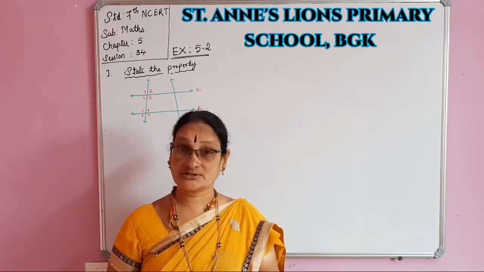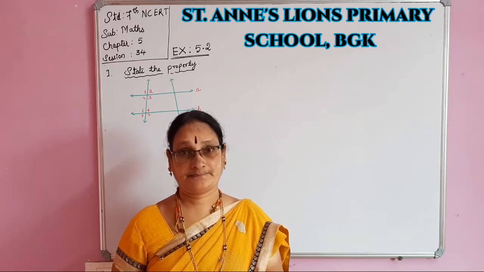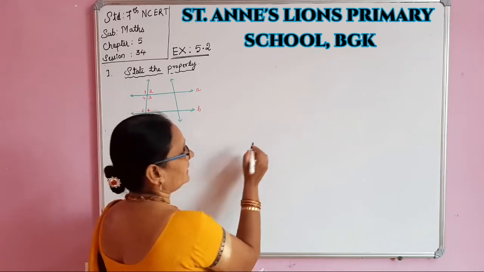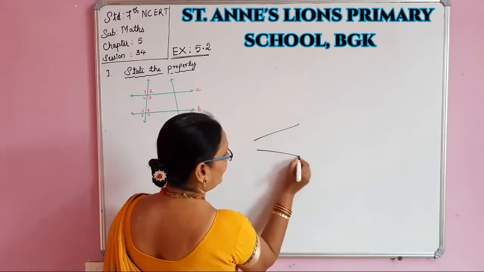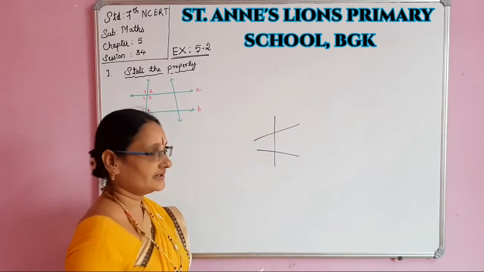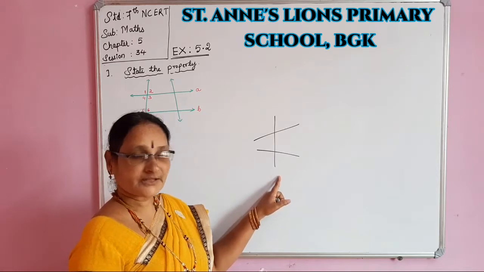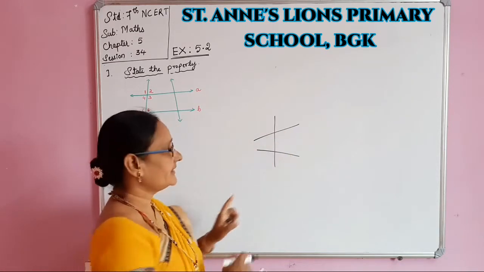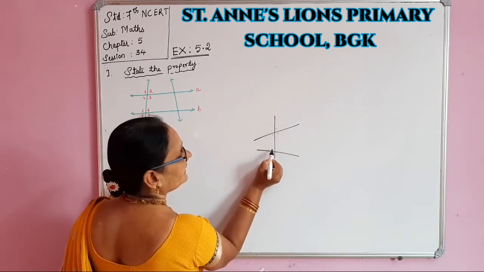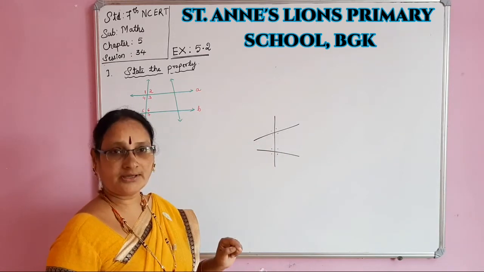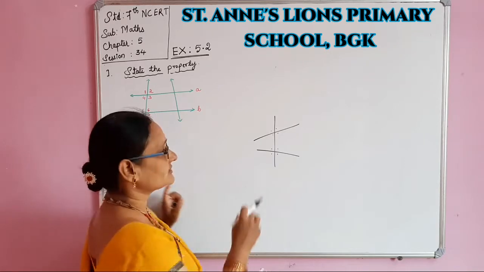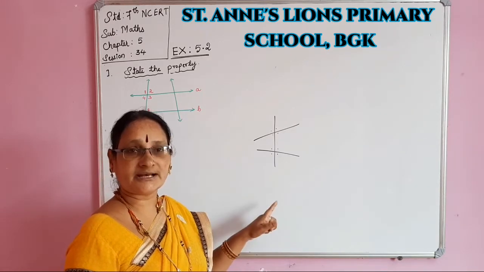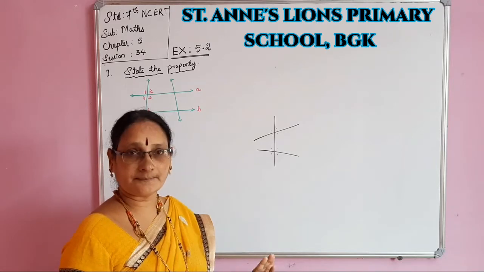We discussed the pairs of lines. The important thing is when two lines are cut by a transversal. This line is cutting these two lines at different points. Here there is a formation of 8 angles. Which are those? Corresponding angles, alternate angles, interior angles, exterior angles, like that we have studied them.